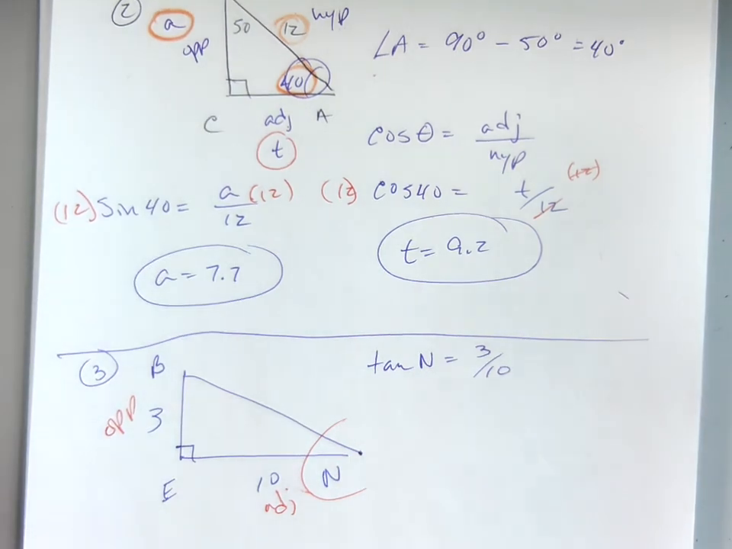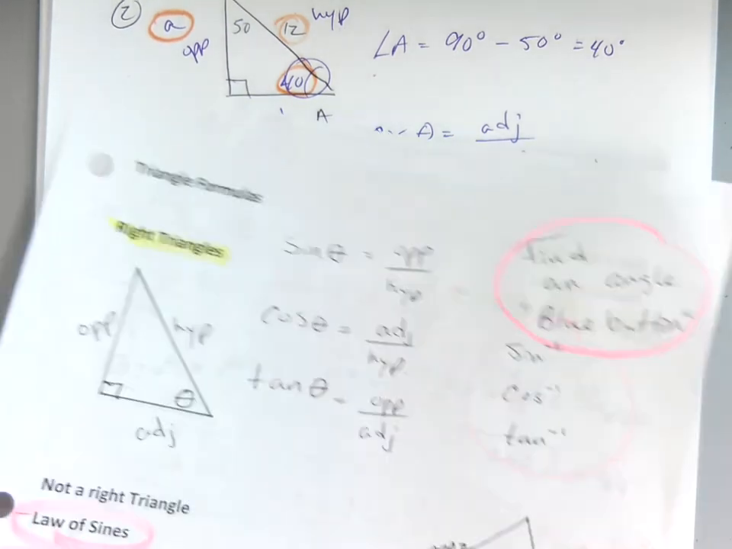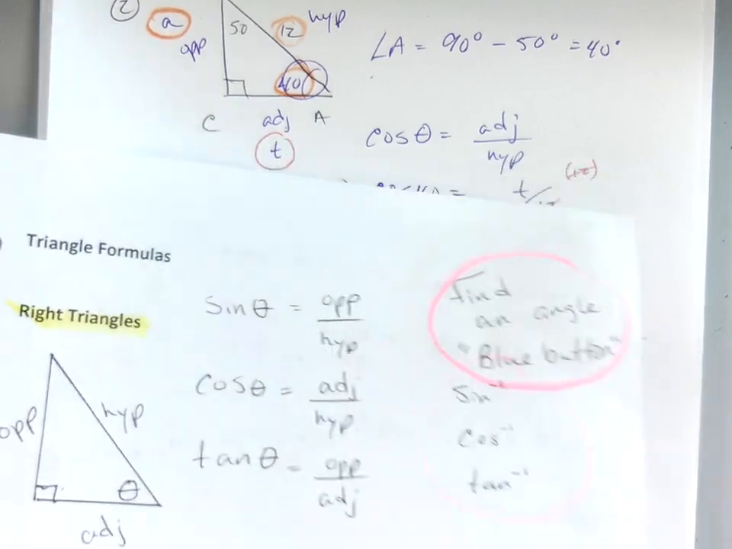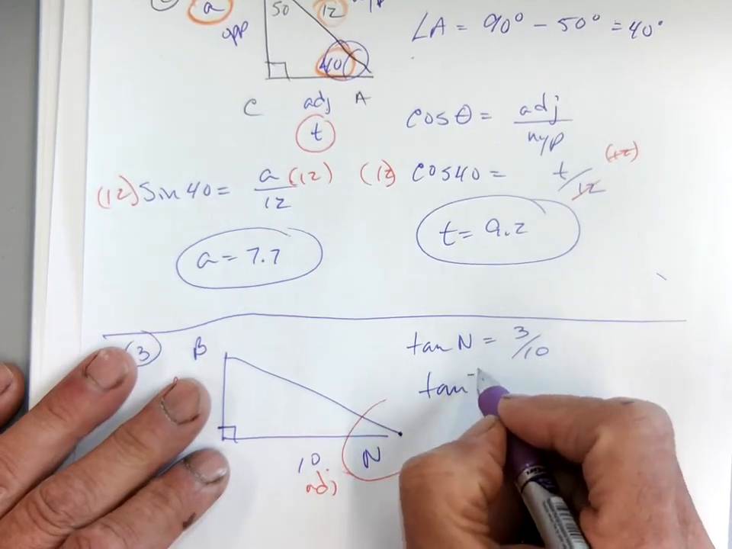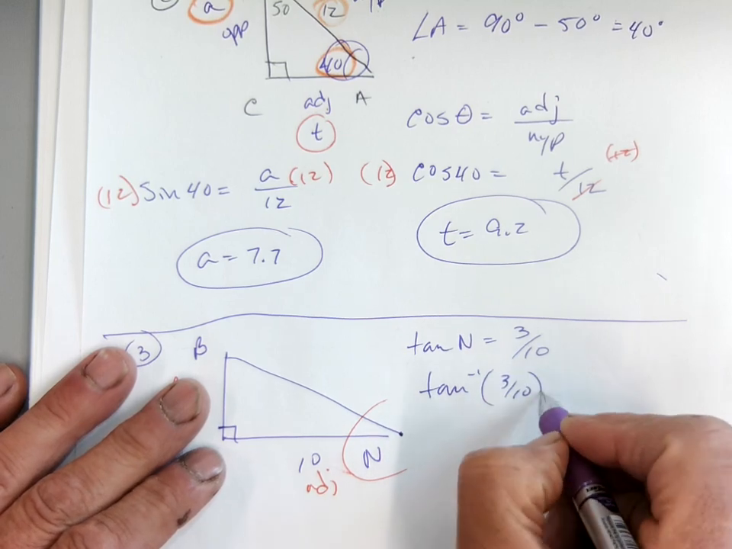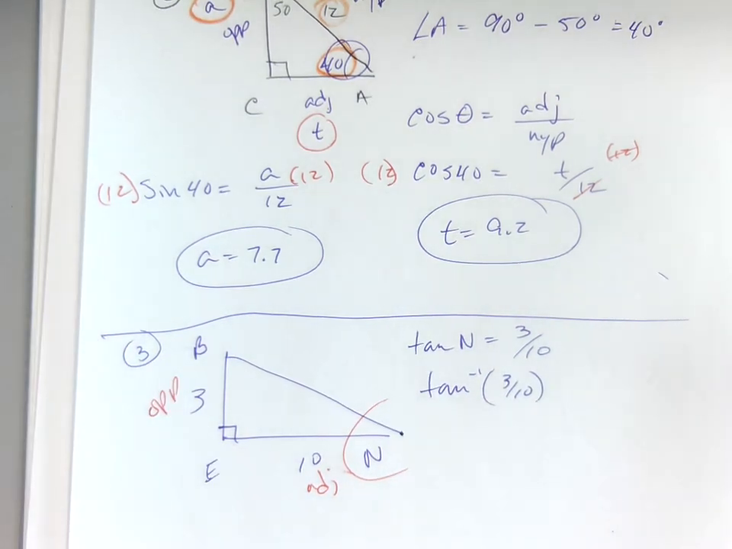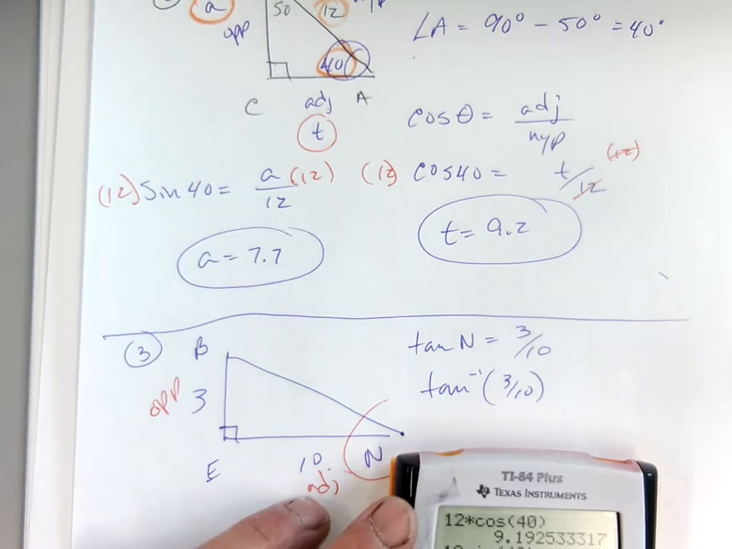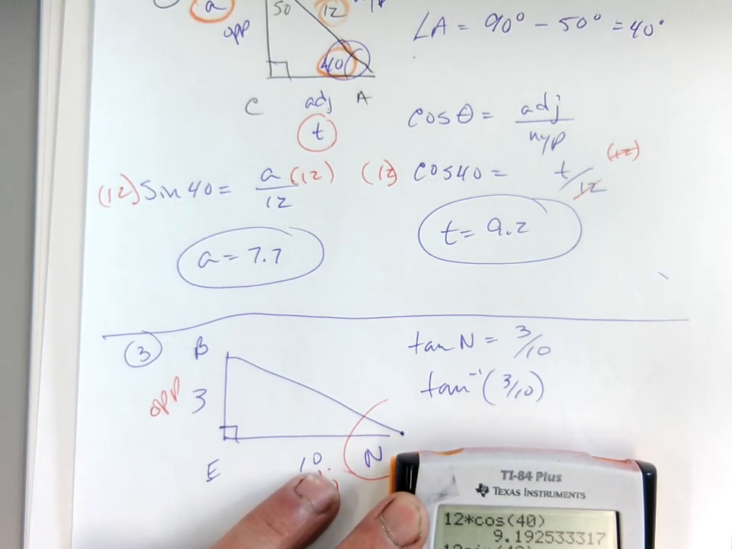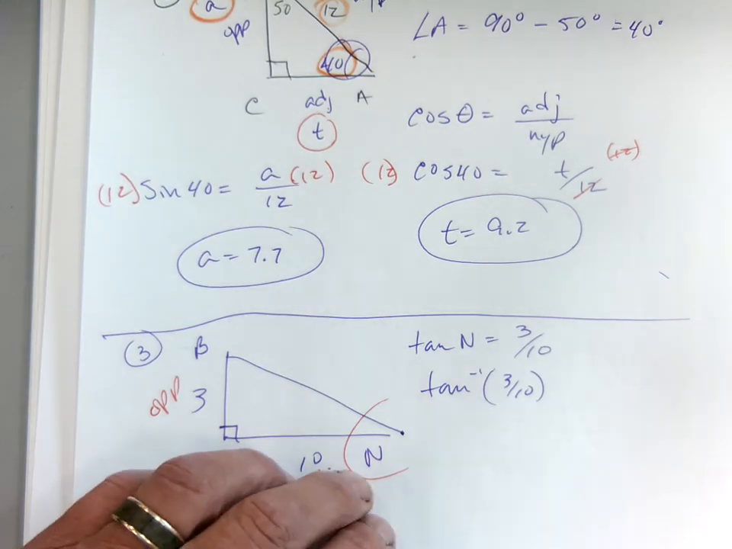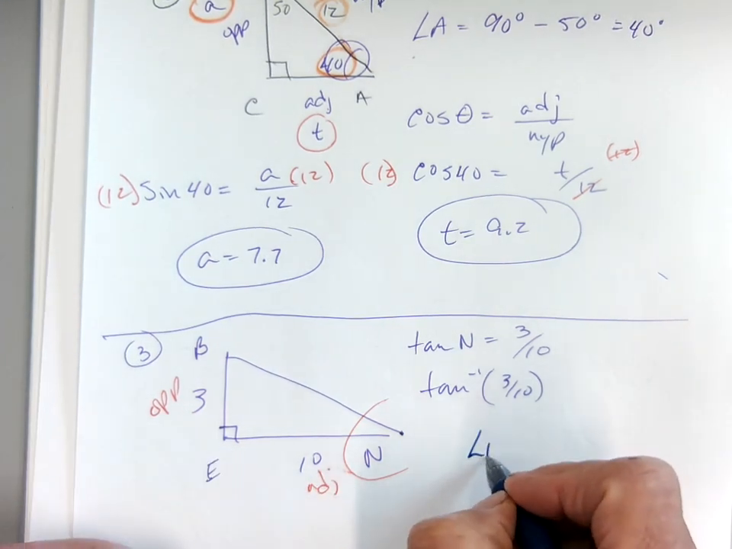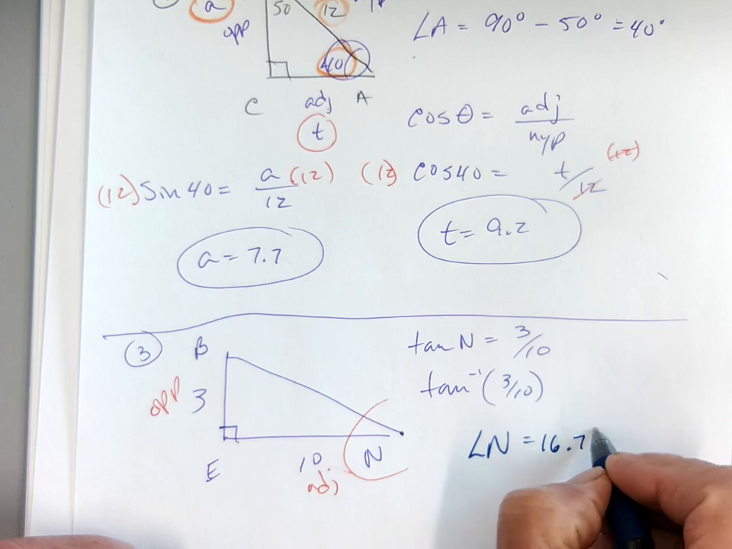But again, my notes say, if I have to find an angle, I'm going to use my blue button or my second button. So I'm going to go tangent inverse of 3 over 10. I'll go tan inverse, 3 divided by 10. And I get an answer of about 16.7 degrees. So angle N is about 16.7 degrees.